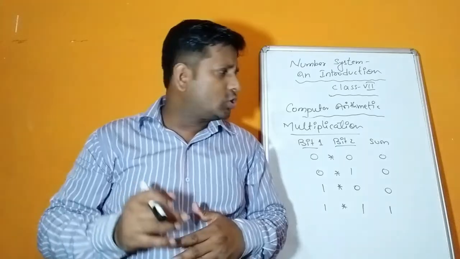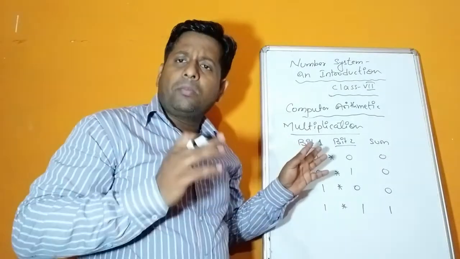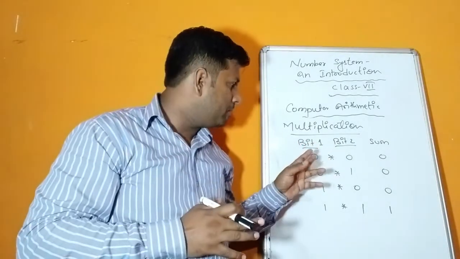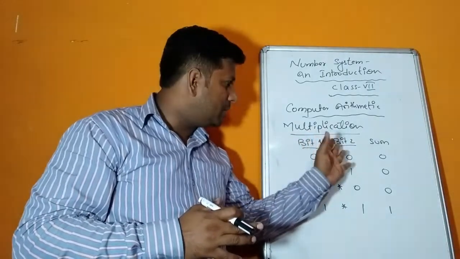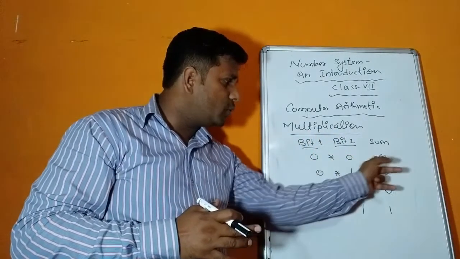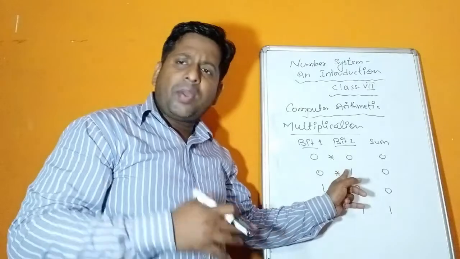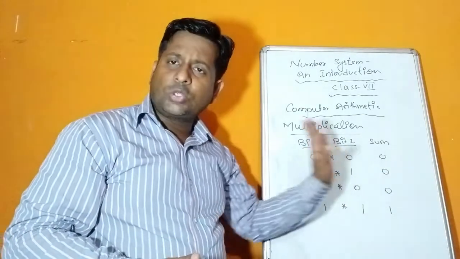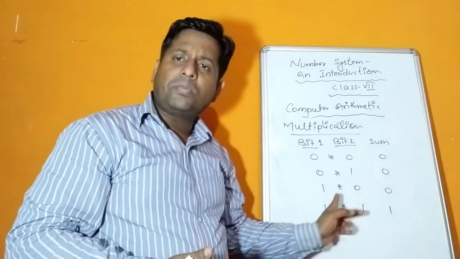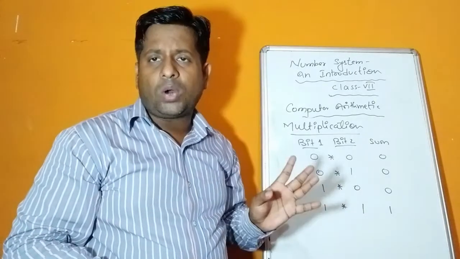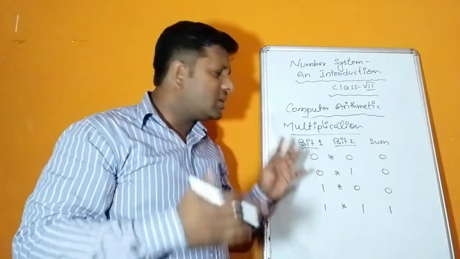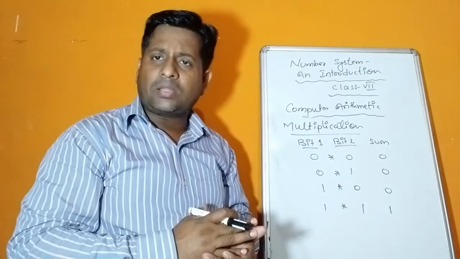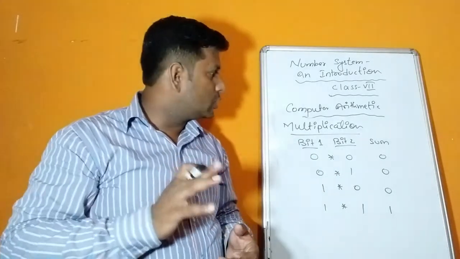So children, once again I am telling you the multiplication rules in case of binary. If we have two bits, say bit 1 and bit 2, 0 multiplied by 0 is 0. 0 multiplied by any number is obviously 0. So 0 into 1 is 0. 1 into 0 is also 0. And when 1 is multiplied by 1, the answer is 1. So this is the basic multiplication arithmetic calculation. Is this clear, children?